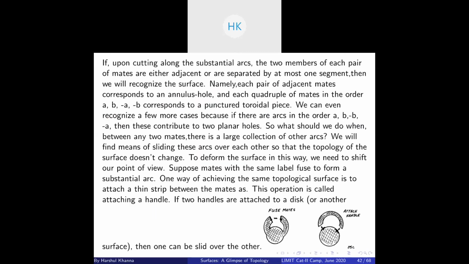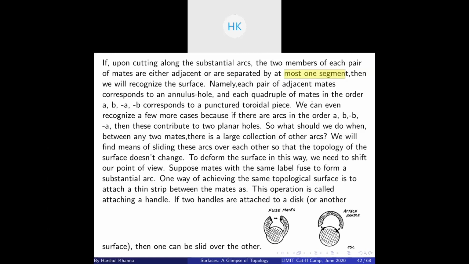So if, upon cutting along the substantial arcs, the two members of each pair of mates are either adjacent or are separated by at most one segment, then we will recognize the surface. Suppose they are adjacent, then we know that would mean it has an annulus hole, and if separated by at most one segment, then we will know it has a toroidal hole.